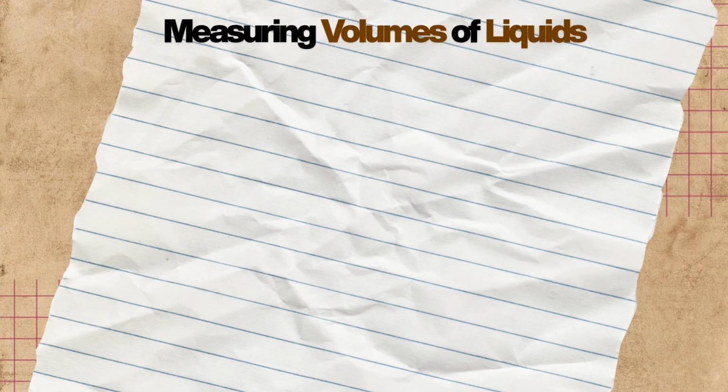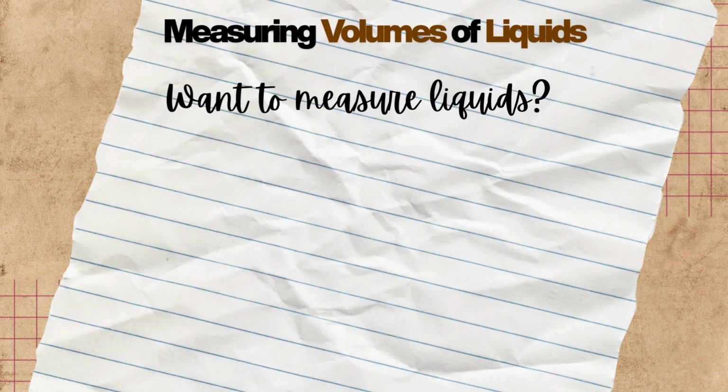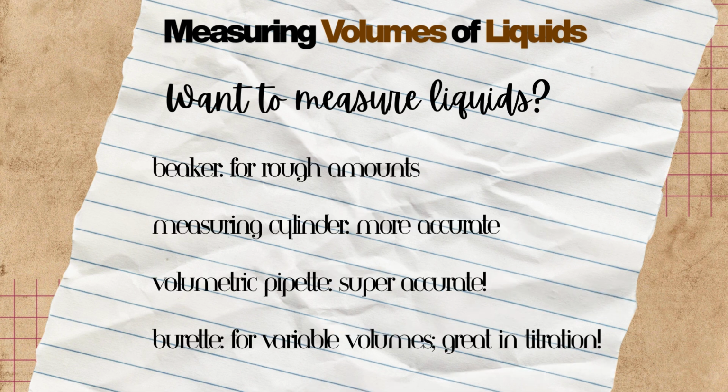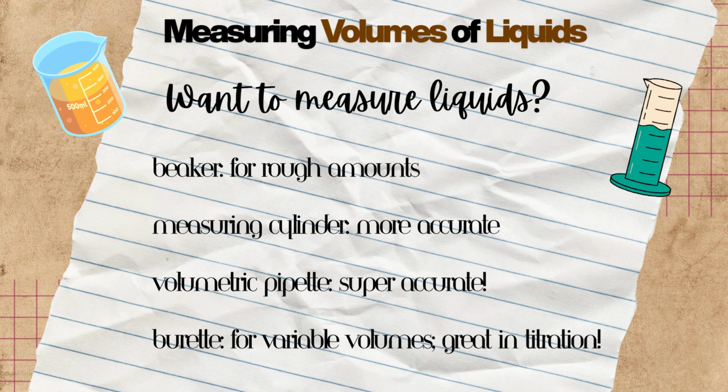Next, we have the instruments which are used to measure the volumes of liquids. Want to measure a liquid? First, you have a beaker, which is used for rough, fixed amounts. A measuring cylinder is more accurate for measuring fixed amounts. A volumetric pipette is super accurate, and a burette is used for variable volumes. In titration, it is also accurate.